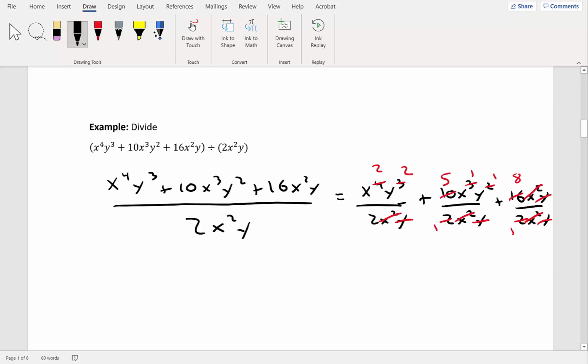And now let's rewrite our solution. So we have x squared, y squared over 2 plus 5x to the first, y to the first, and then plus 8. And now we have our solution.